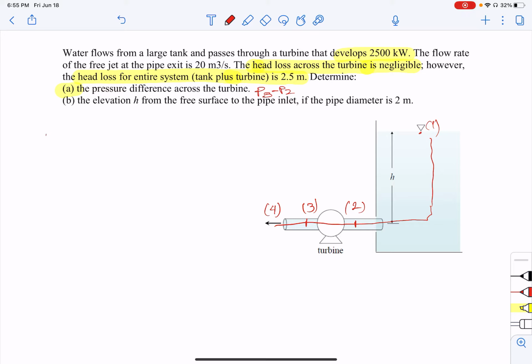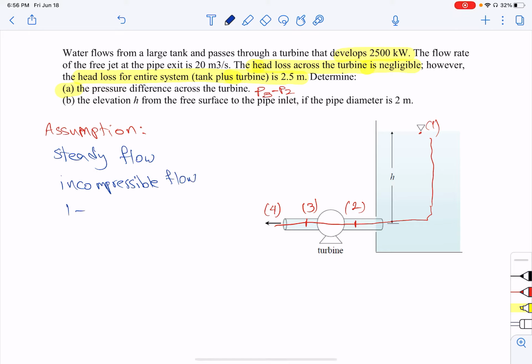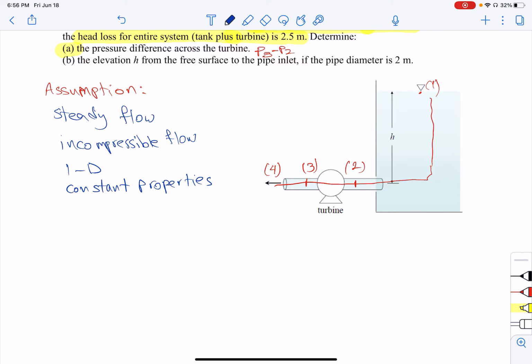First, let's write down our assumptions. We can assume that it's a steady state, steady flow, it's incompressible flow, and constant properties. So now we are trying to find P3 minus P2.